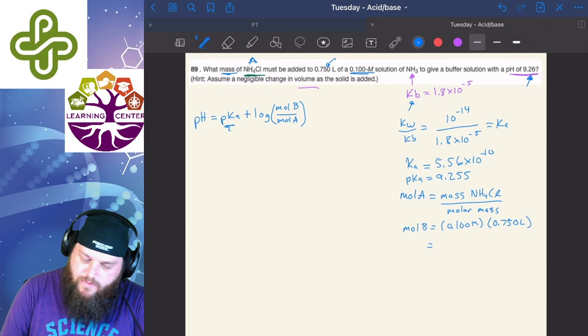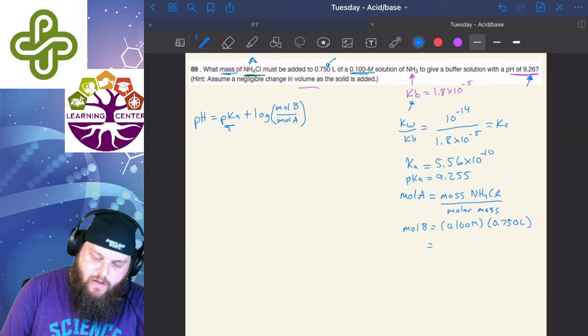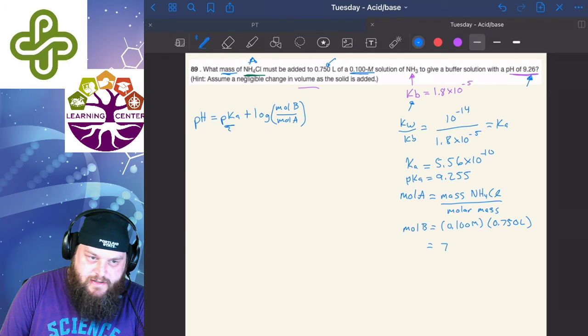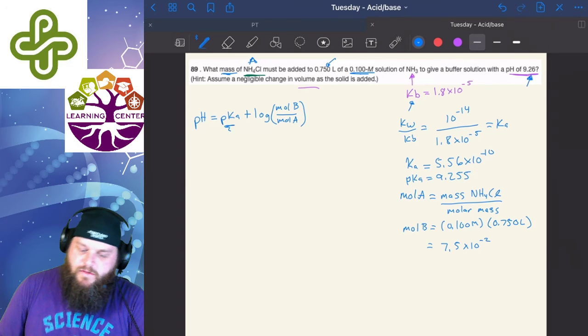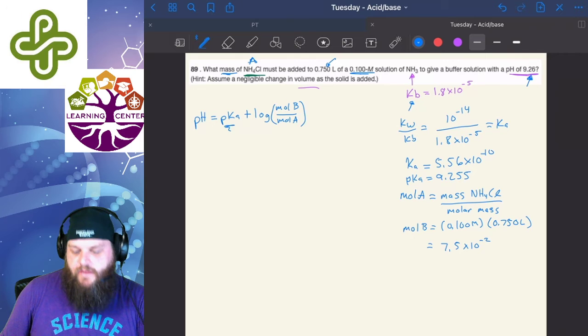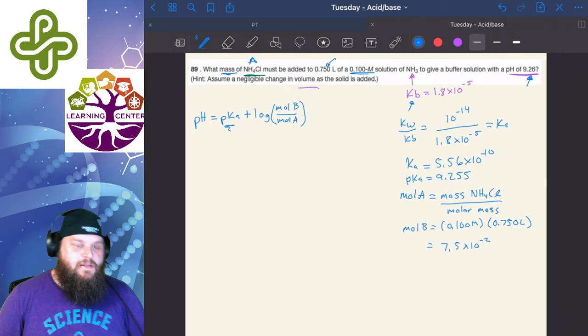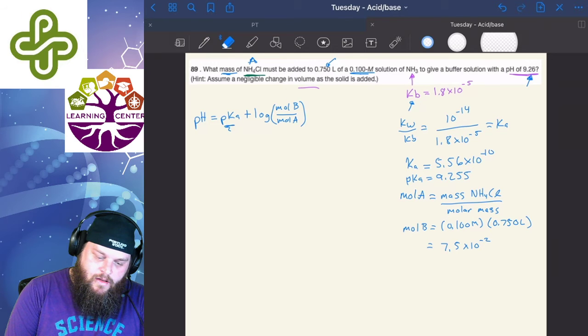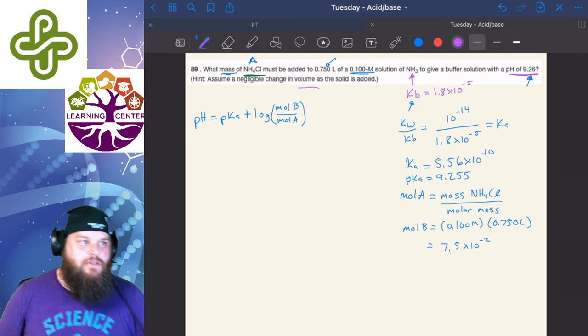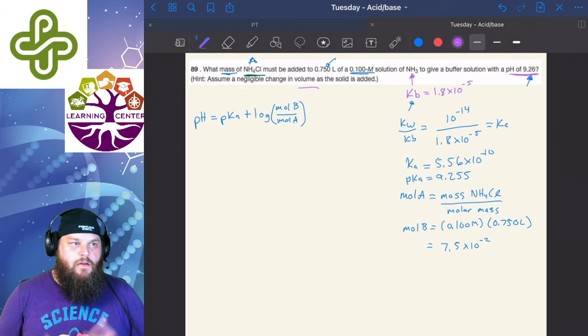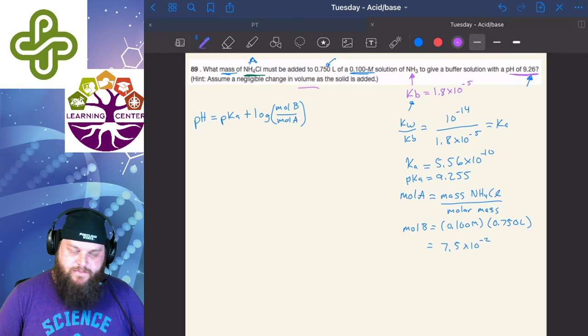Doing that math, it's really just moving that decimal place over by 1. So that's 7.5 times 10 to the negative 2, or 0.075. So now we have our moles of base. Now I'm going to jump over to our equation and do a little bit of rearranging, because what I want to do is solve that for the moles of acid.